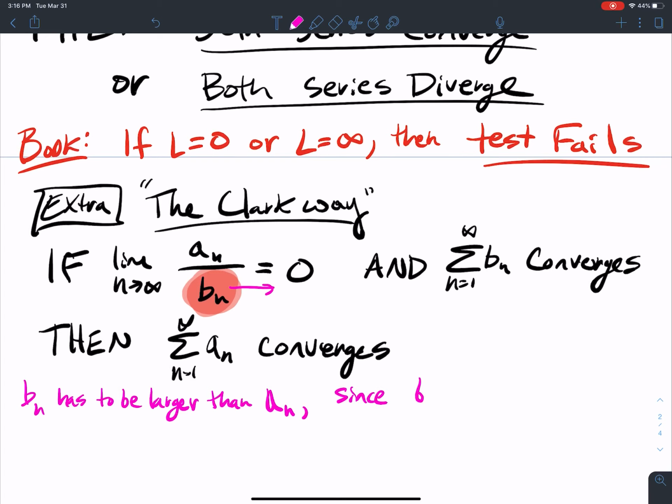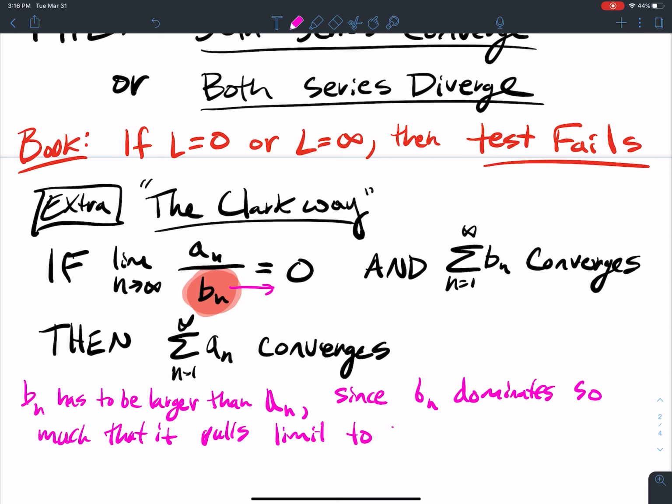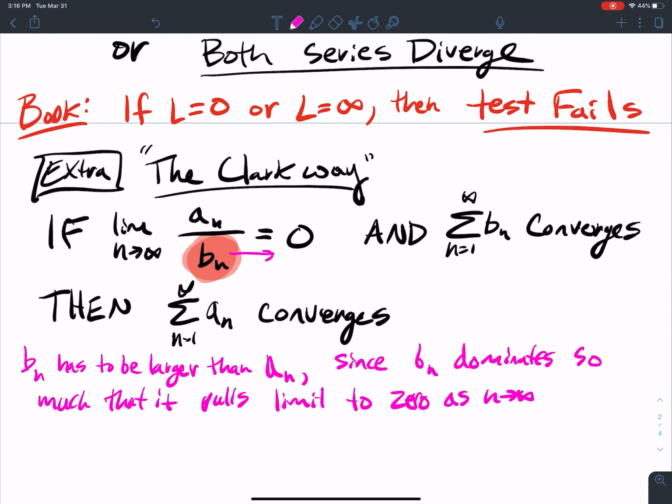Since b n dominates so much that it pulls the limit to 0 as n goes to infinity, what does that tell me about a n? a n is less dominant, right? And since b n converges, that means a n has to converge.